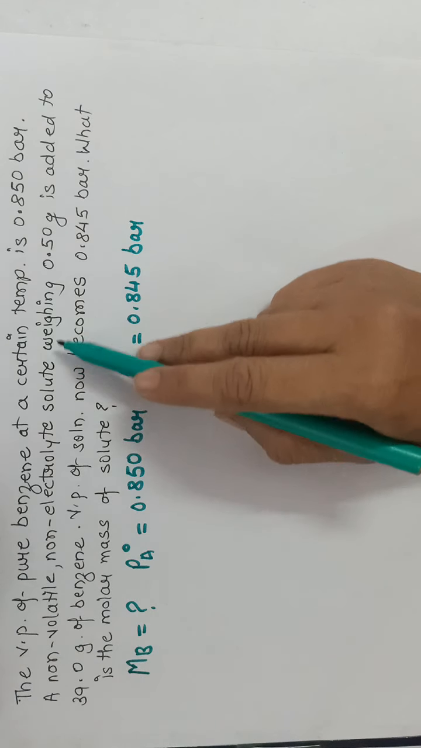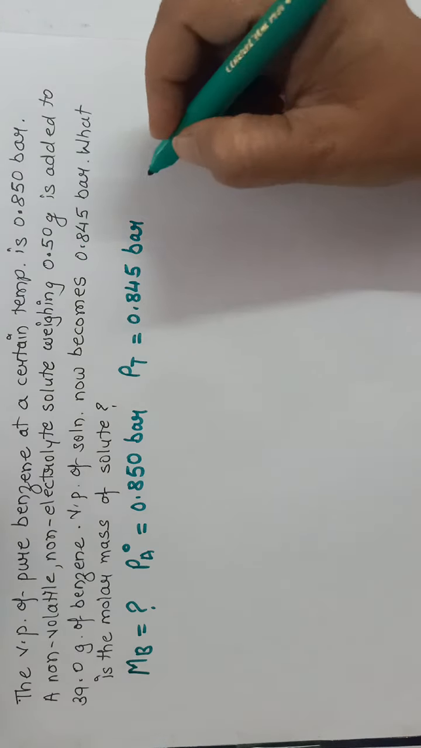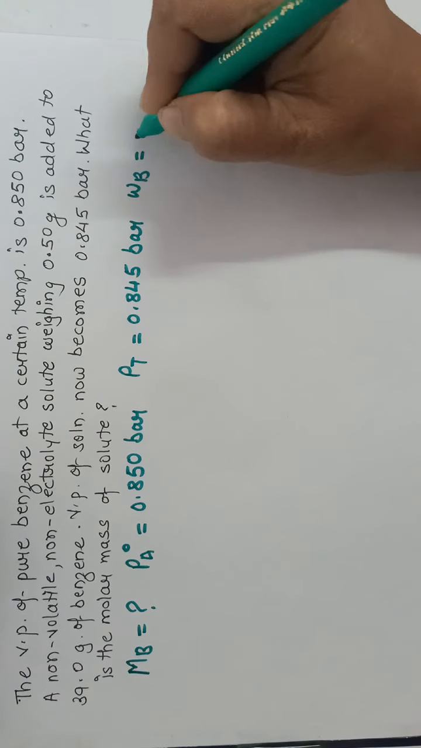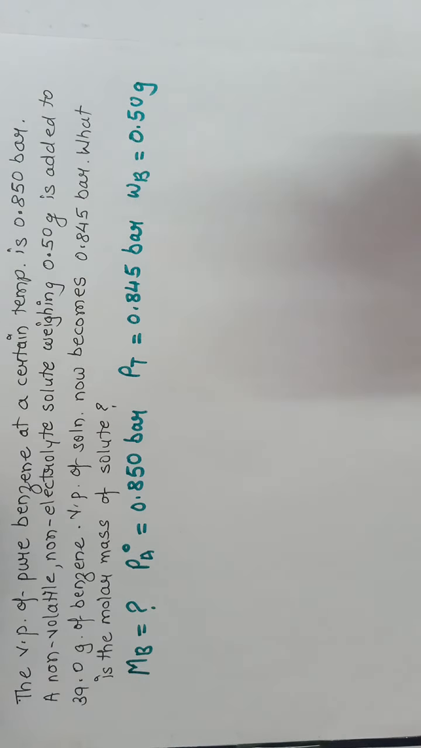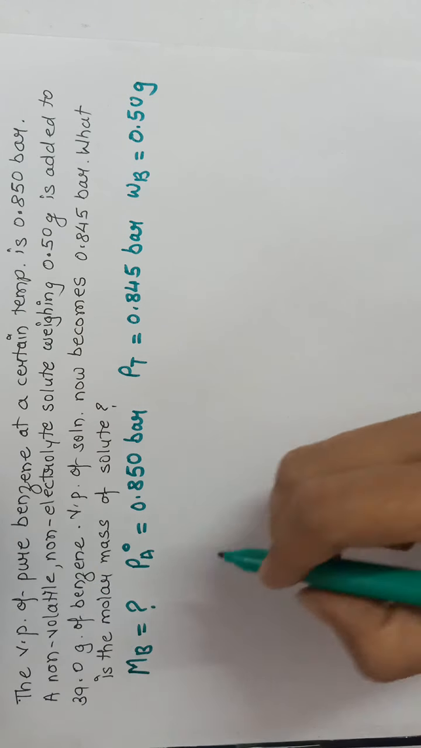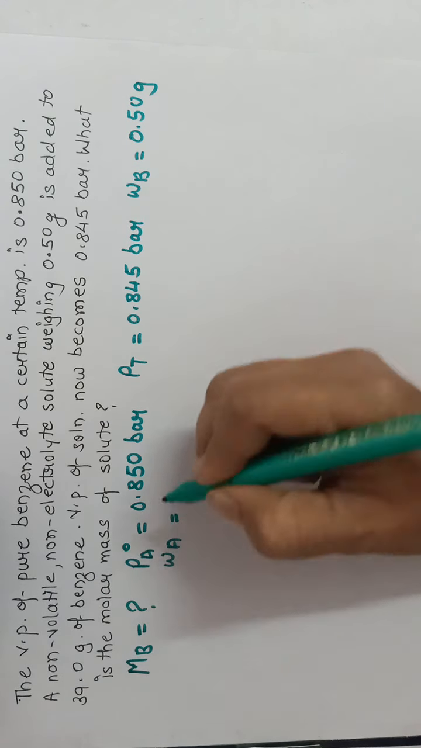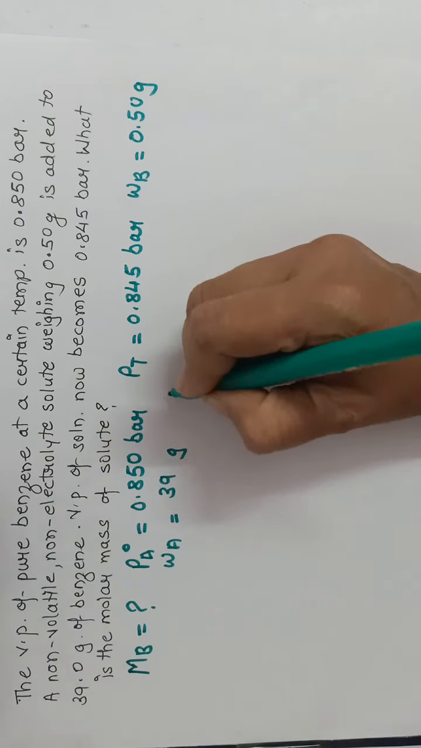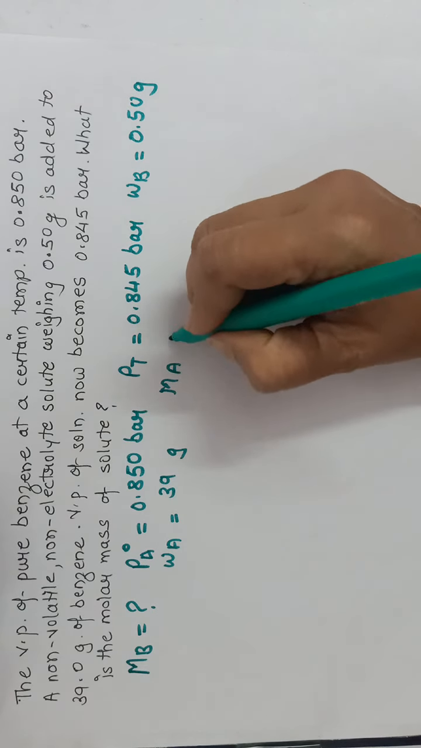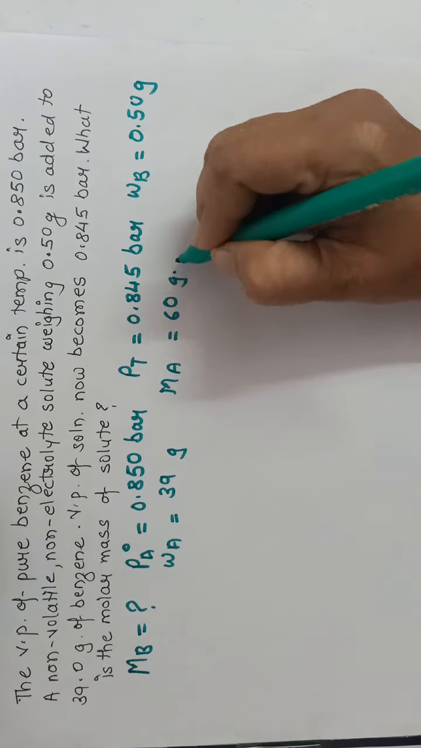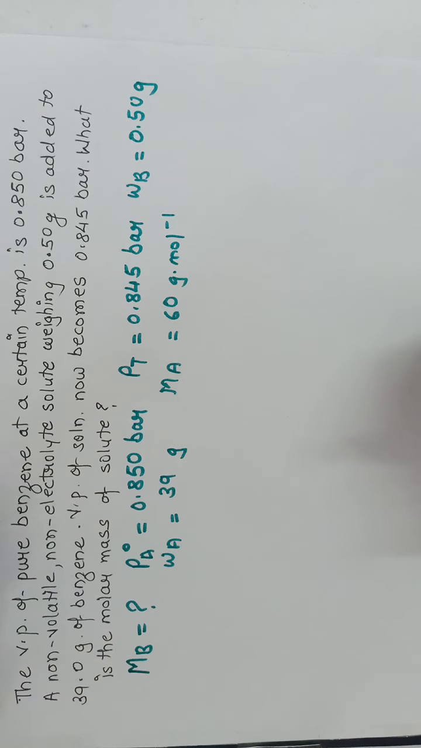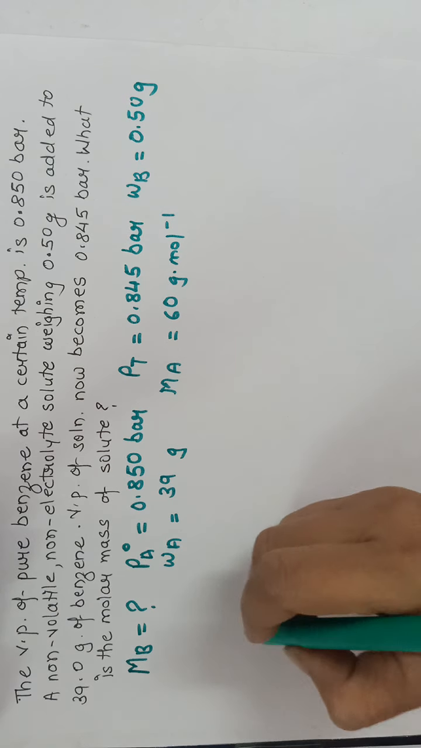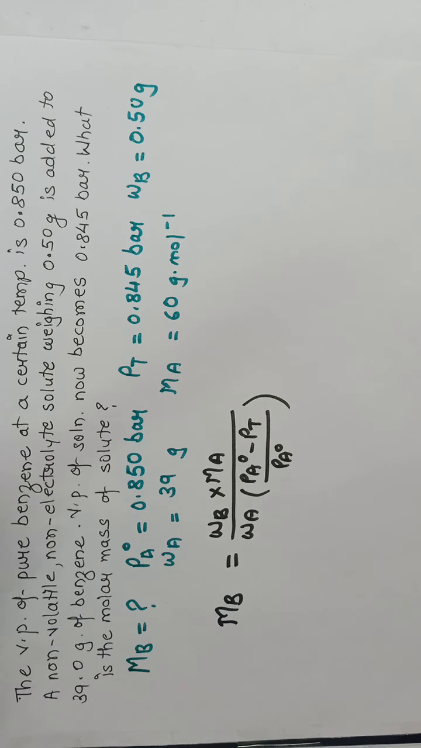Non-volatile, non-electrolyte solute weighing 0.50 gram. That means Wb, the mass of the solute, is given, 0.50 gram, to 39 gram of benzene. That means Wa, mass of the solvent, is given, 39 gram. And we know that molar mass of benzene is 60 gram per mole. So we will use the formula related to that of relative lowering of vapor pressure. So this is the formula just now we have seen.